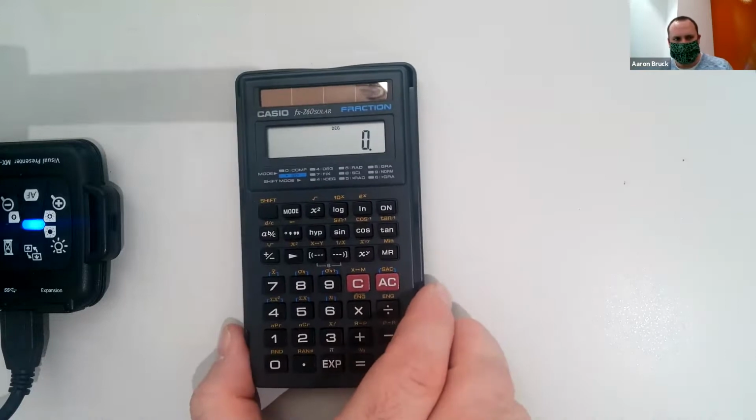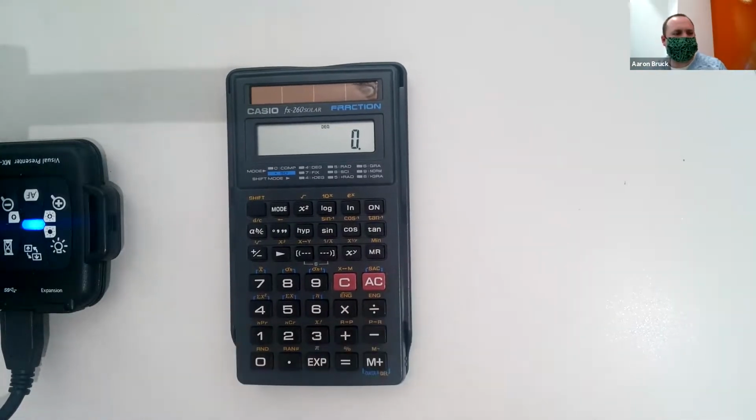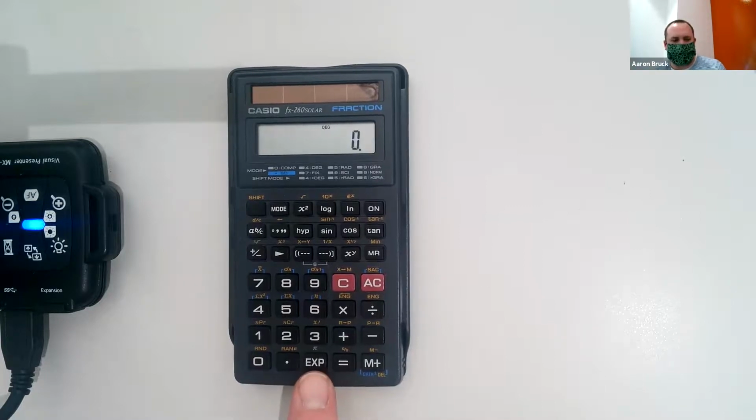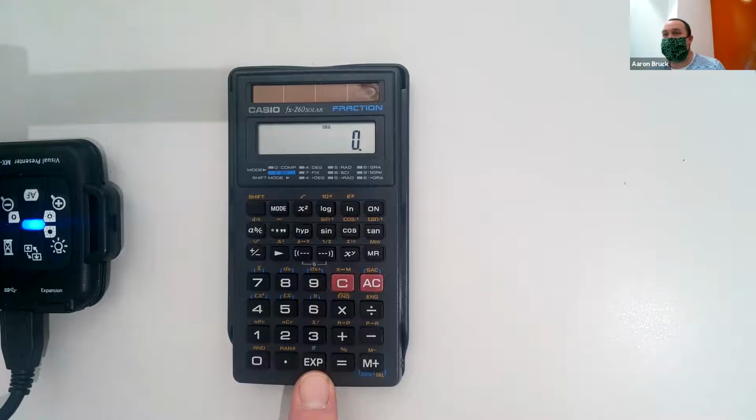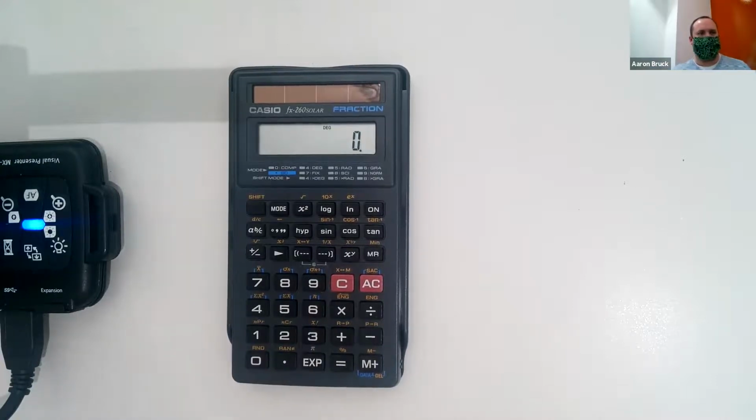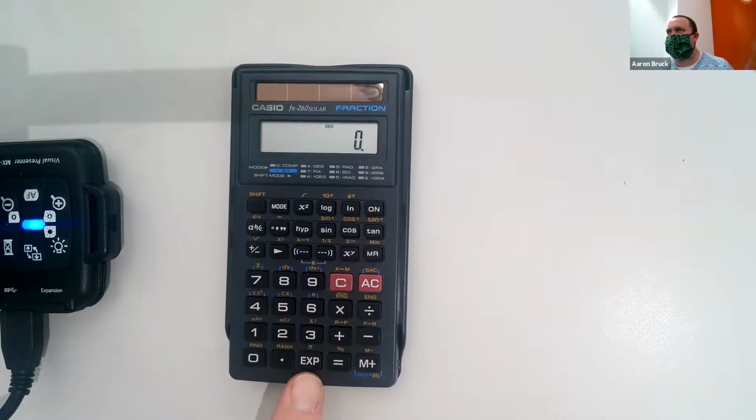I happen to have a Casio. My scientific notation button is this one right here. It's the exponential button. If you have a Casio, you'll probably find your button very similar in placement to mine. It might say 10 to the on it. But it'll be right here near the period.